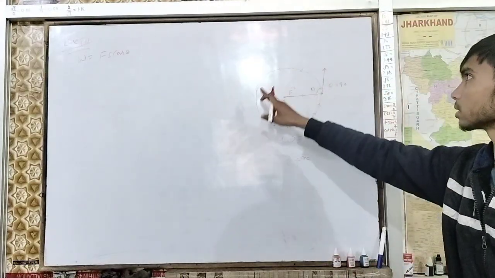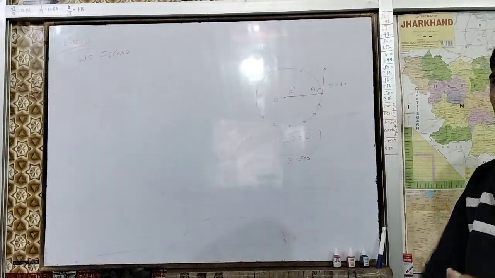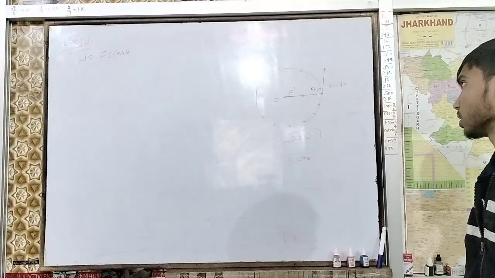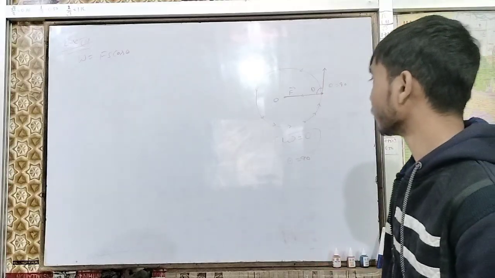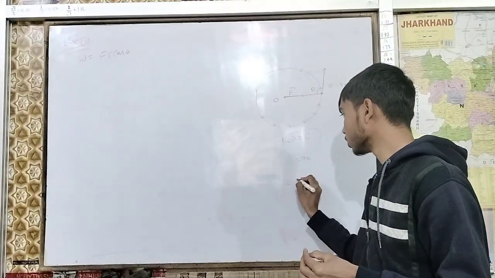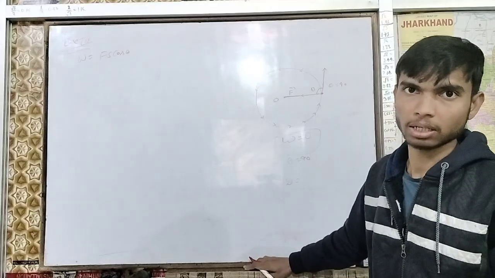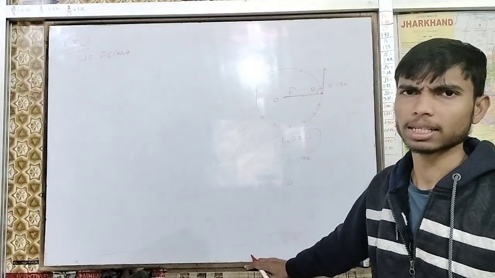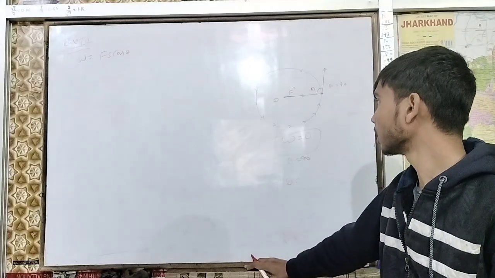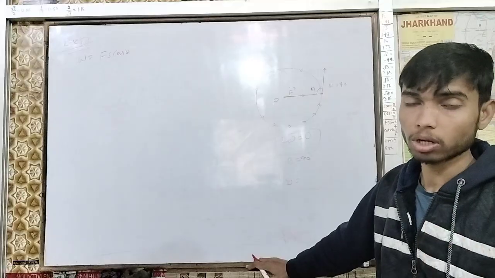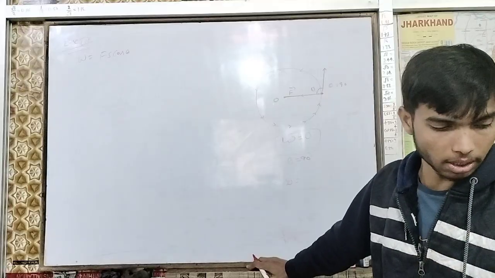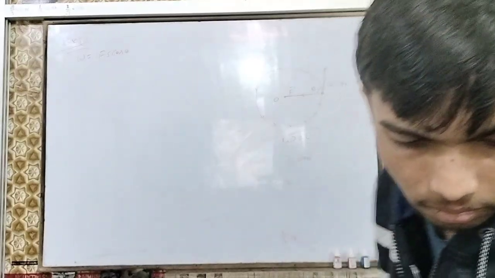The body is displacing. I am not asking only displacement. I am asking work done. Okay, work done. If I ask only displacement, you would say 2 pi r. 2 pi r is the displacement of this circle. But work done will be 0. It depends on theta. Clear?